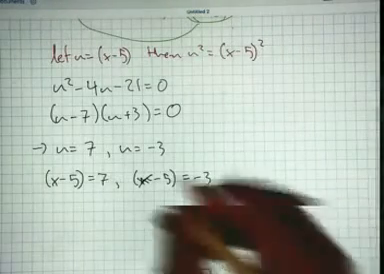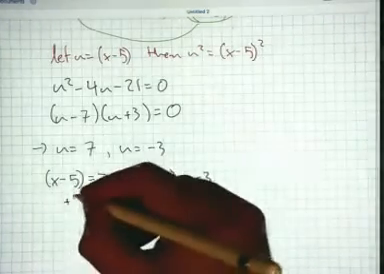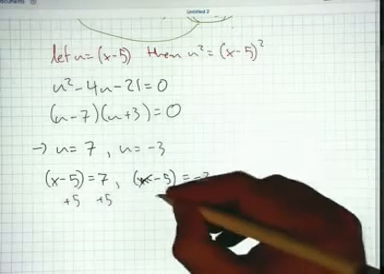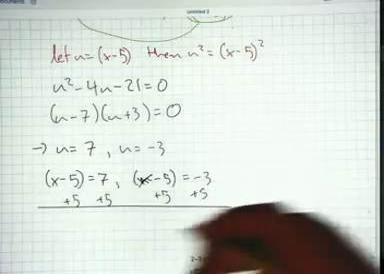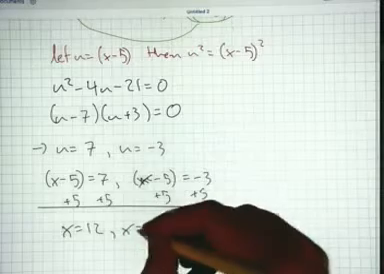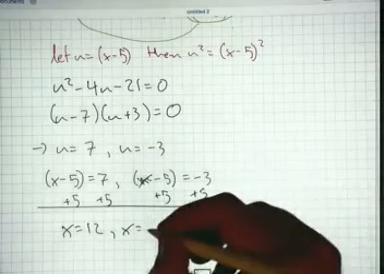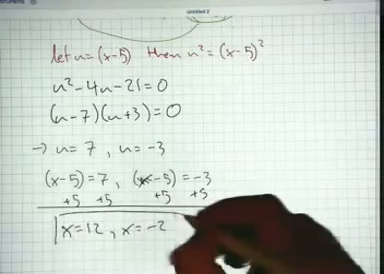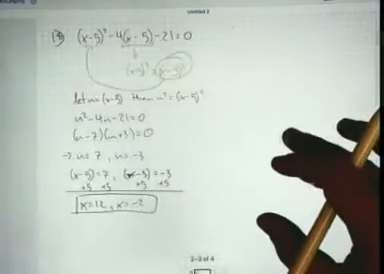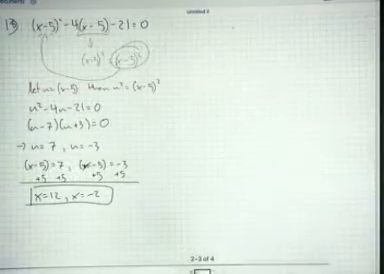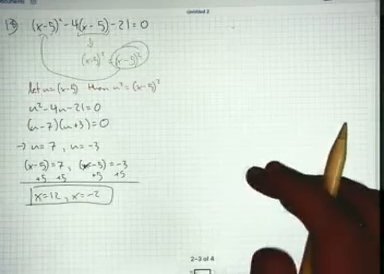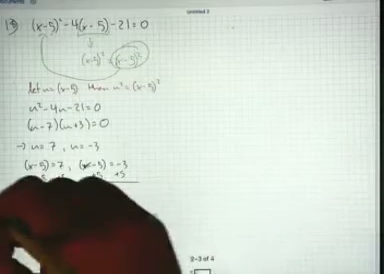So how do we solve for x? I would add 5 to both sides. We get x is equal to 12. We get x is equal to negative 2. That's how I would tackle that problem. There's another way to look at problem number 18.